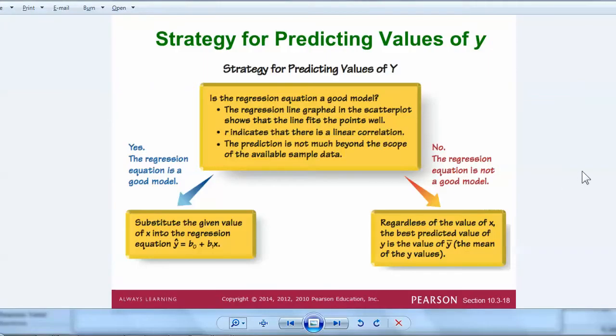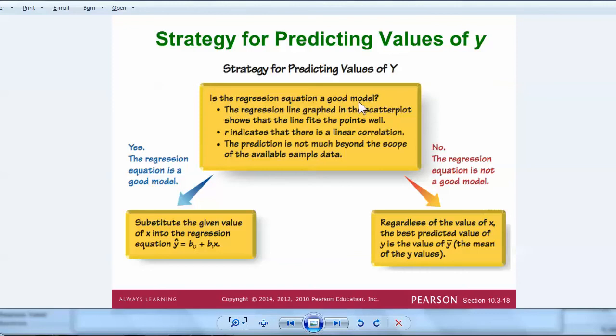These are just the images of the slides. So if you want to check out the animated slides, go ahead and go to the multimedia page, download it there, and so on. So the strategy for predicting values of y, is the regression equation a good model?